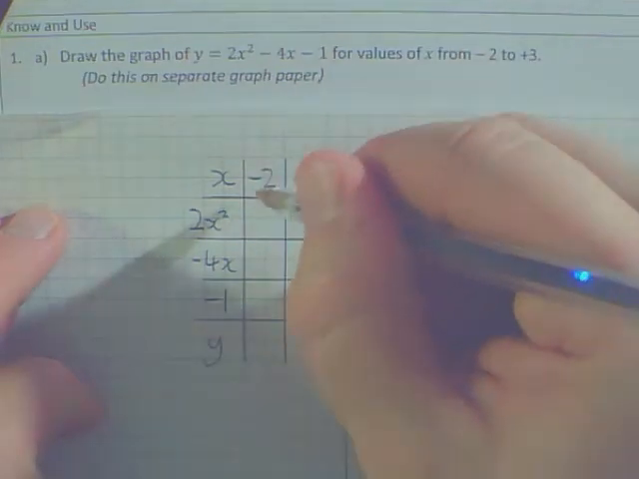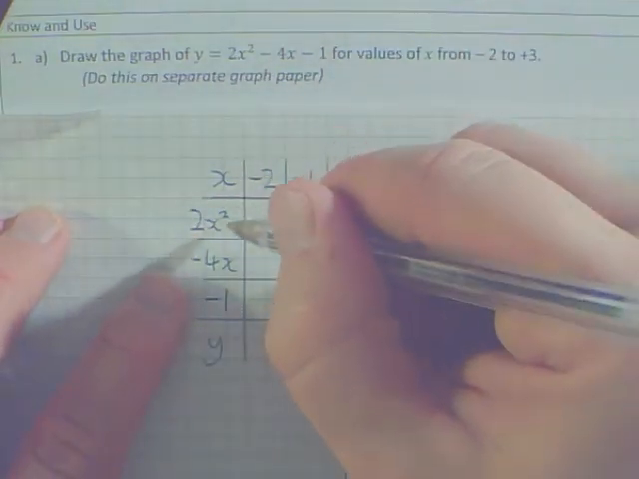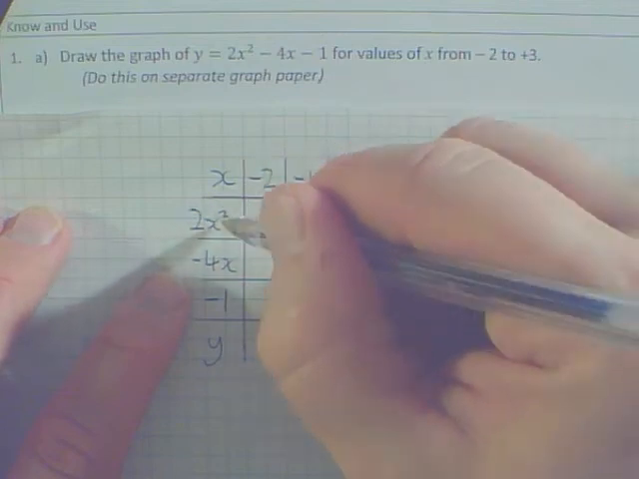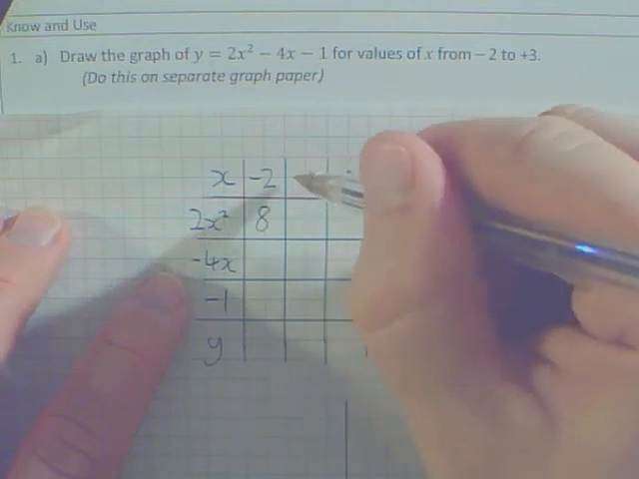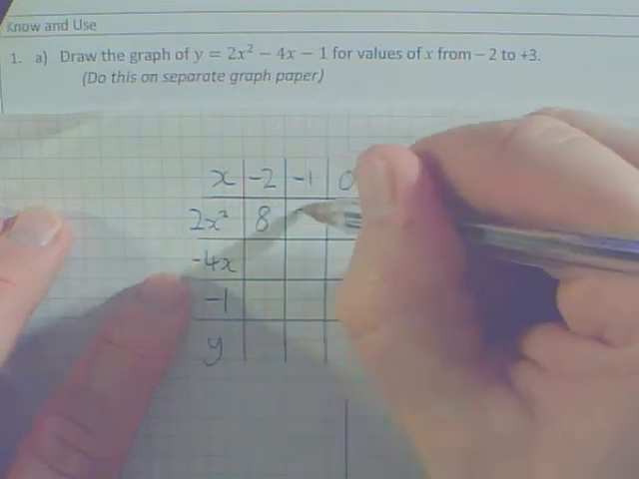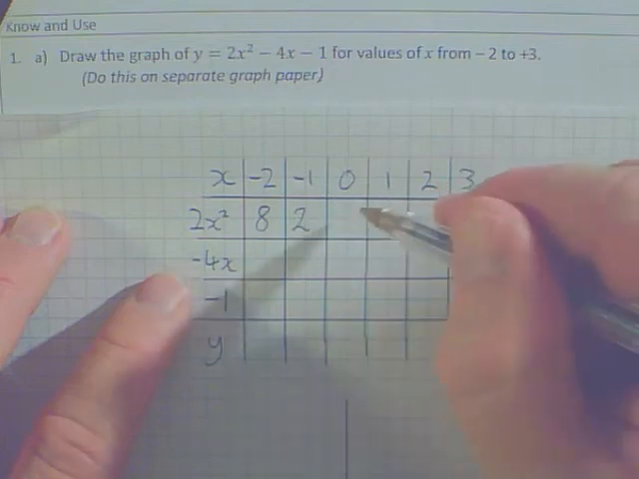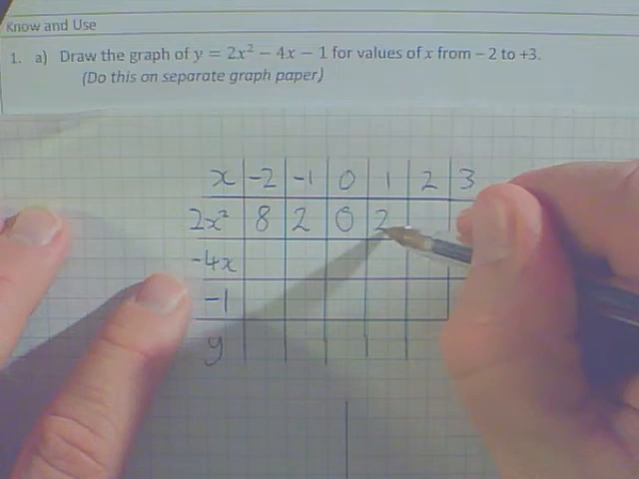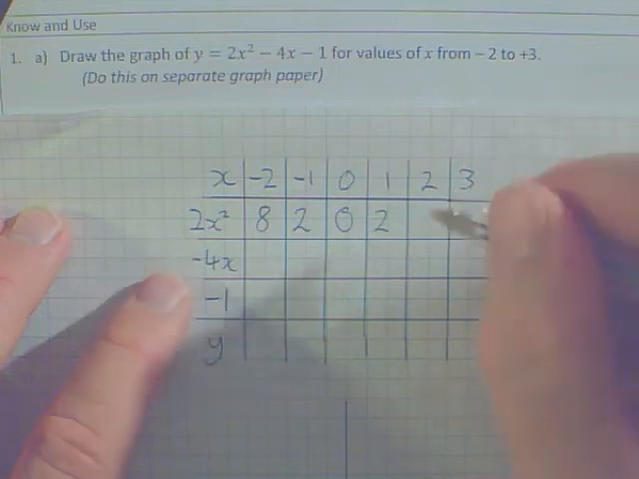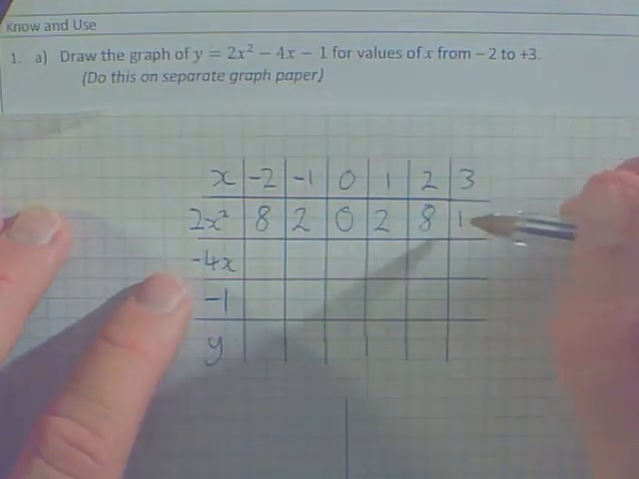Okay, so 2x squared. Well, when x is minus 2, I've got to remember my BIDMAS rules. I'm going to do the squaring first. So minus 2 squared is 4, 2 lots of 4 is 8. Minus 1 squared is 1, 2 lots of 1 is 2. 0 squared is 0, 2 lots of 0 is 0. 1 squared is 1, 2 lots of 1 is 2. 2 squared is 4, 2 lots of 4 is 8. And 3 squared is 9, and 2 lots of 9 is 18.